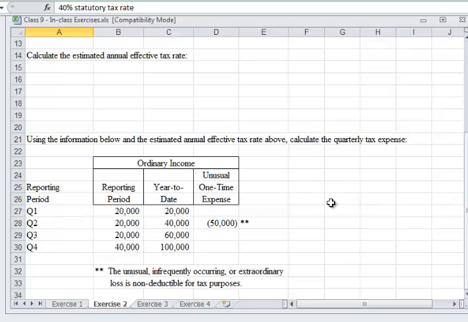And this is my quarterly income. So in Q1, I have $20,000 of income. In Q2, I have another $20,000 of income, but in addition to that $20,000 income, I have a one-time $50,000 charge.